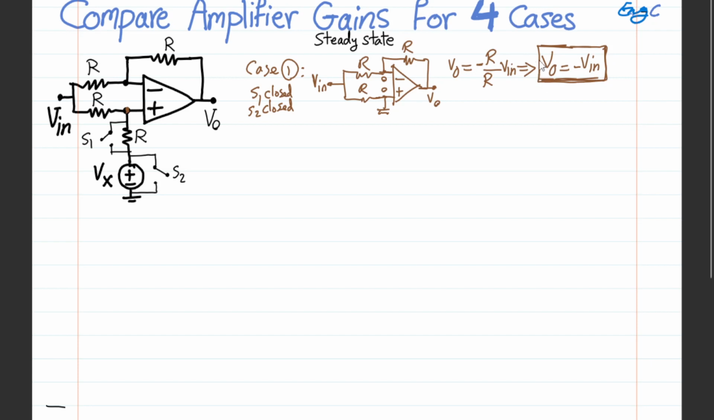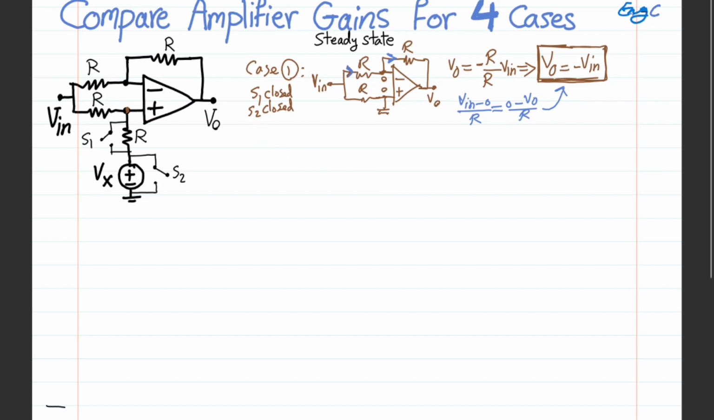Aside from knowing that this is obvious, you can just simply write a KCL at this point. Whatever current goes into this resistor R should be the same current that goes through this resistor R, because nothing can go through the input terminal of an ideal op amp with infinite input impedance. So you can write a simple KCL there. You can say Vin minus 0 volt at the negative input terminal divided by R is equal to 0 volt minus Vout divided by R. And this obviously gives you the same thing as you can see here. Okay, so we are done with case 1.